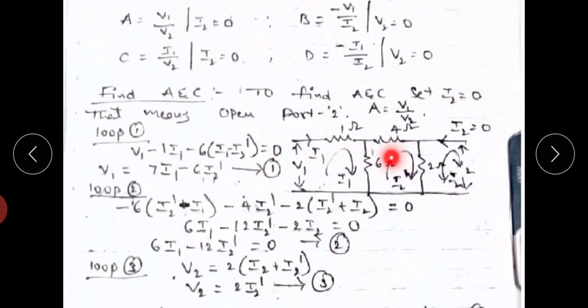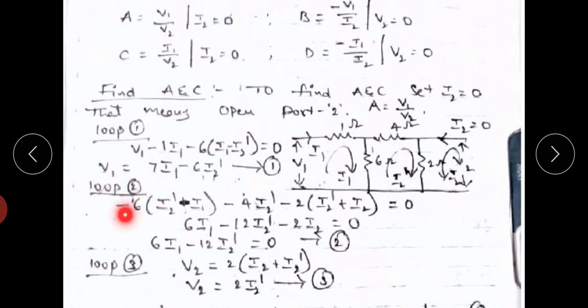Next, loop 2 equation: minus 6 into (I2 dash minus I1) minus 4 into I2 dash minus 2 into (I2 dash plus I2) equals 0. So from this equation, 6 into I1 minus 12 into I2 dash minus 2 into I2 equals 0. Here I2 equals 0, so substituting I2 equals 0, this equation becomes 6 into I1 minus 12 into I2 dash equals 0, equation number 2.